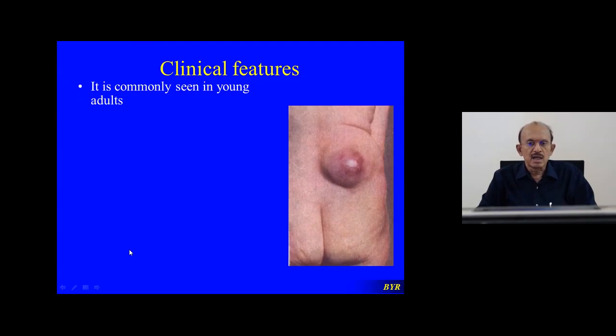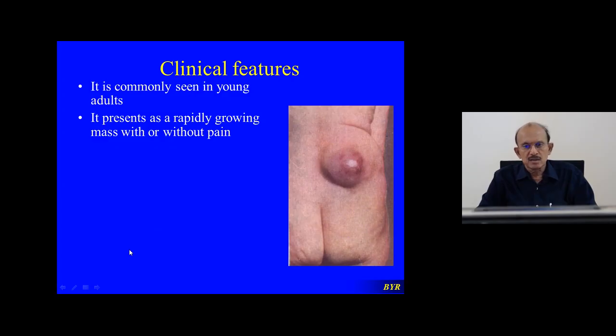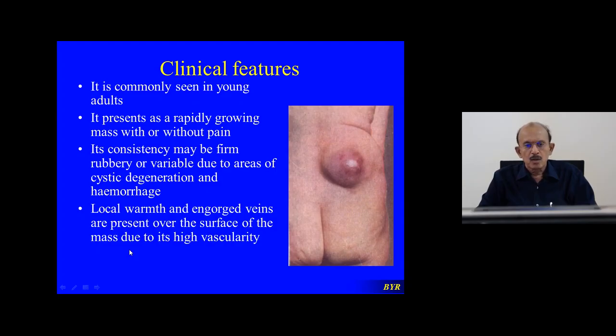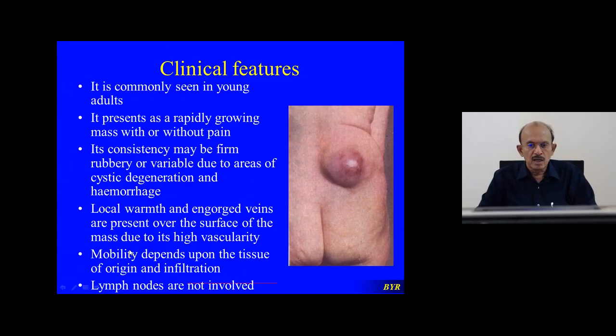Clinical features: it is commonly seen in young adults. It presents as a rapidly growing mass with or without pain. Its consistency may be firm, rubbery, or variable due to areas of cystic degeneration and hemorrhages. So we have already seen that sarcomas may have areas of degeneration and hemorrhage. Local warmth and enlarged veins are present over the surface of the mass due to high vascularity. Mobility depends upon the tissue of origin and infiltration. Lymph nodes are not involved in the majority of sarcomas.